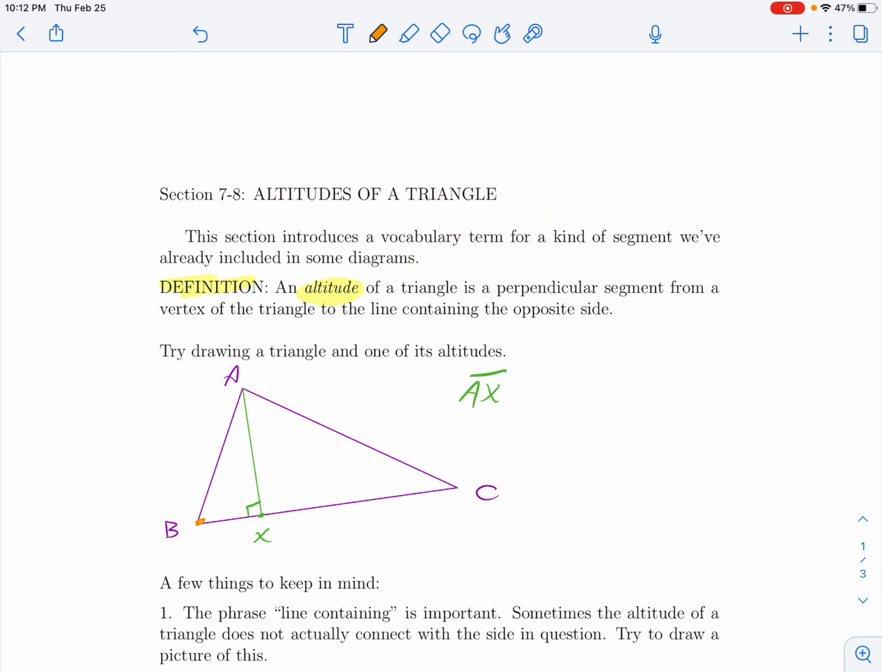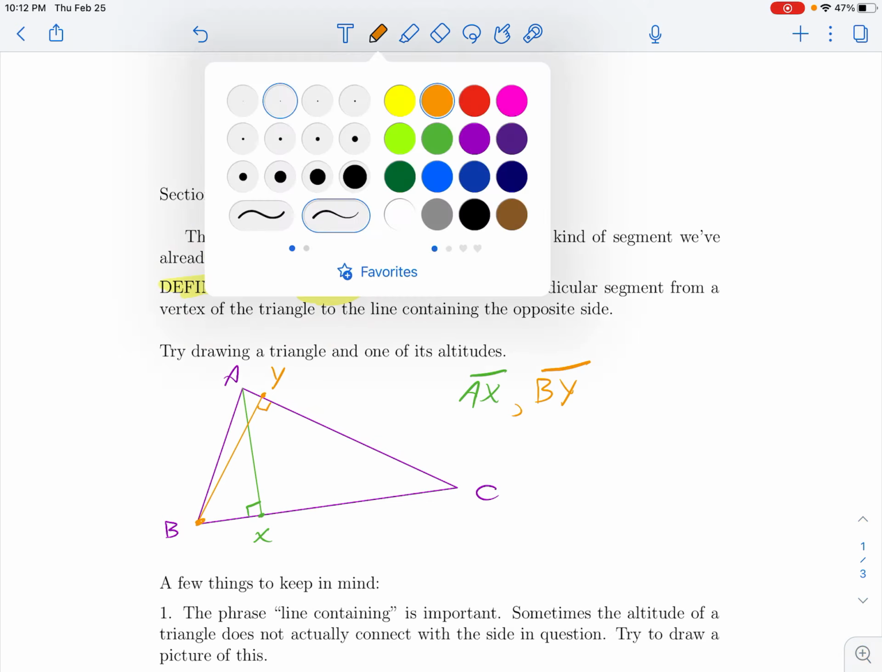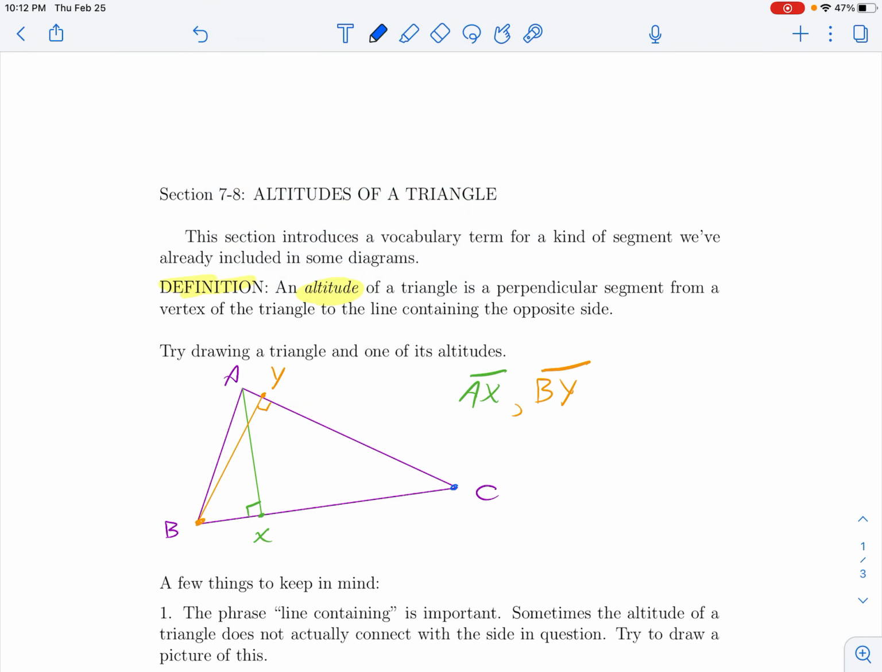Starting from B would look something like so. Segment BY is also an altitude. And there would be a third one that starts at C, goes over to the line AB, perpendicular like so. You'll notice they all go through the same point. That will happen. So these are the altitudes.